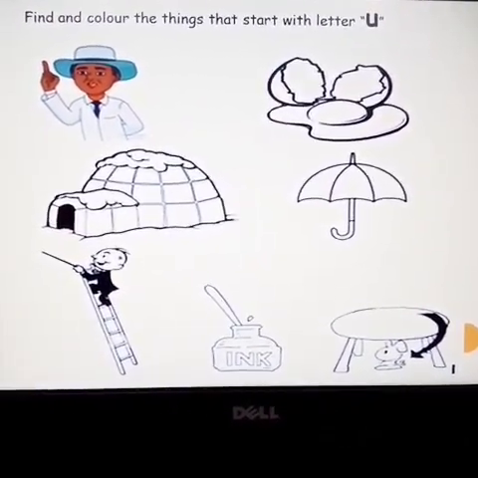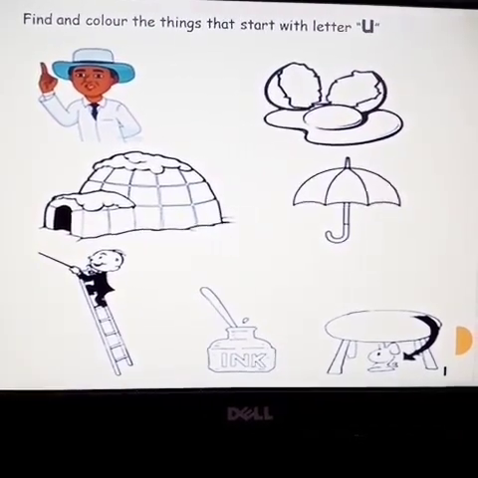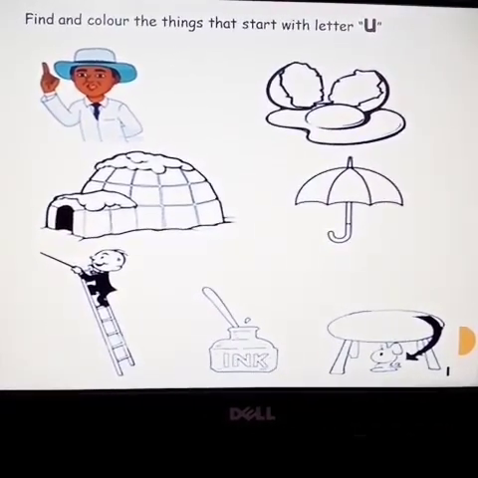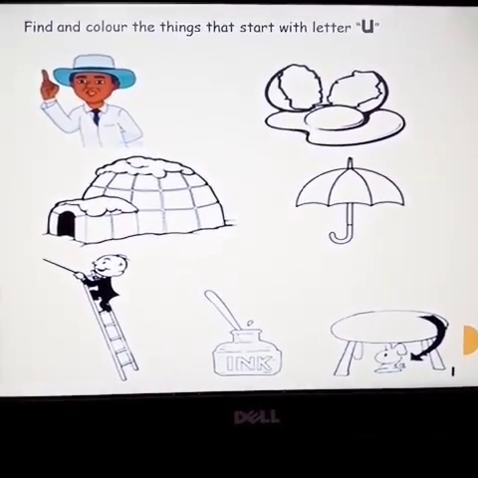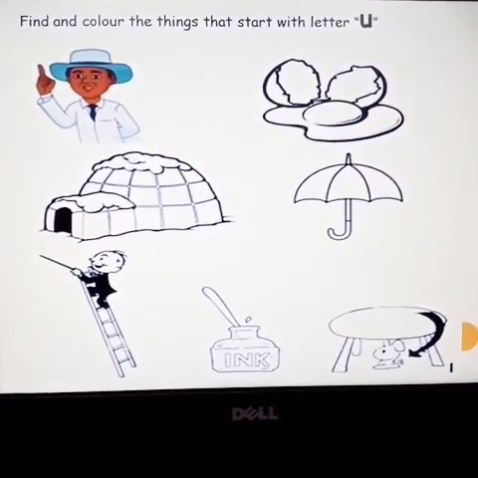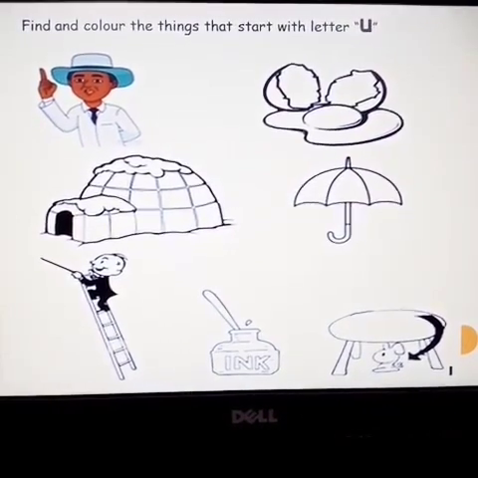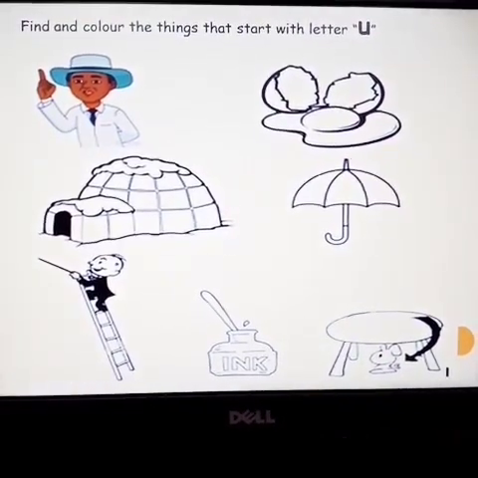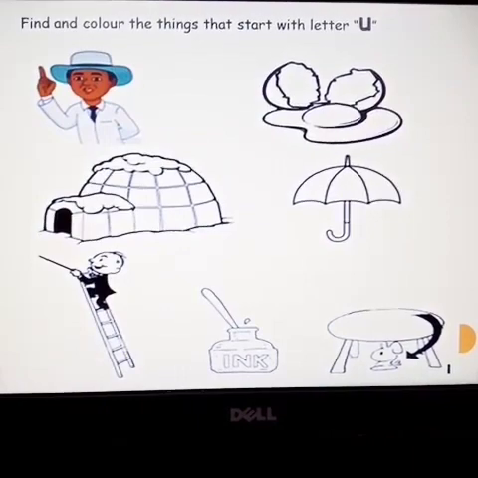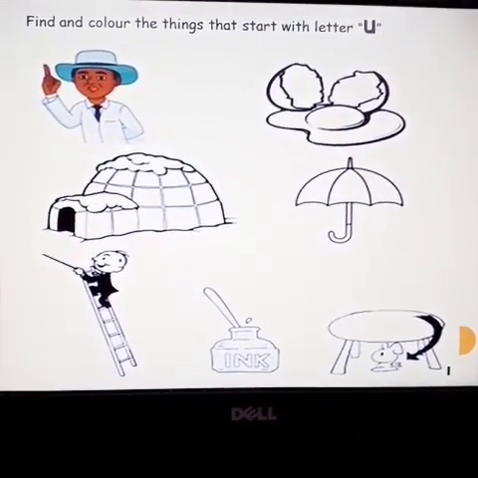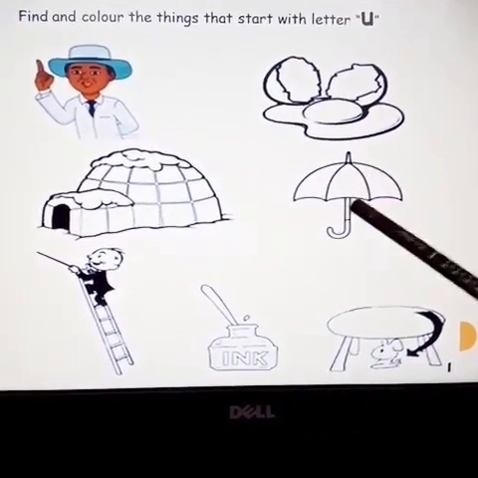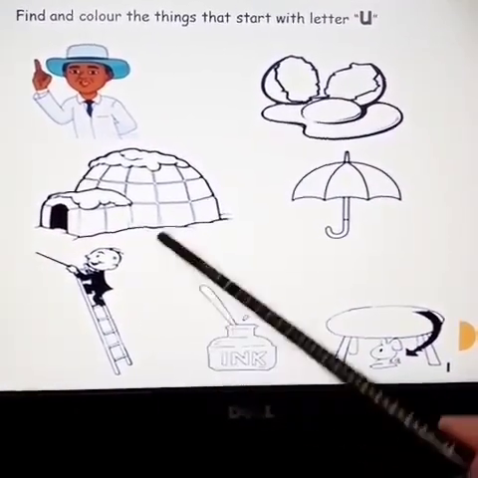I will tell you. Umpire is a person that makes sure the game is being played fairly and no rules are broken. You must have seen umpire in a match. So umpire is the friend of A, that's why I colored it. Now you will find out the other friends of letter A and color them.